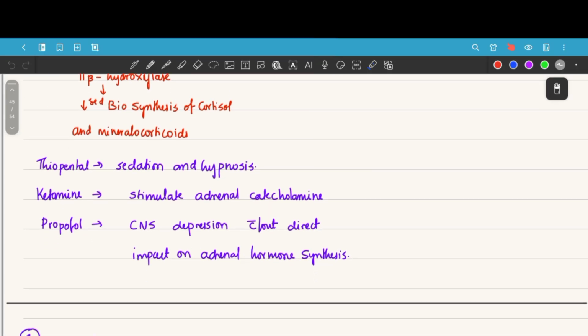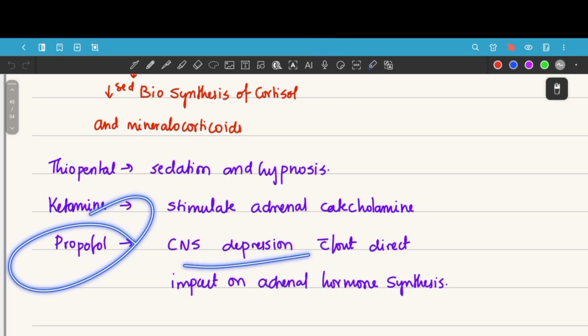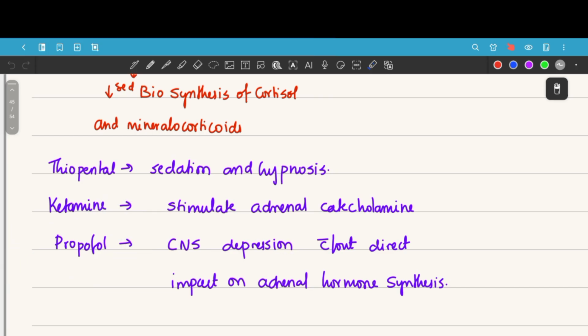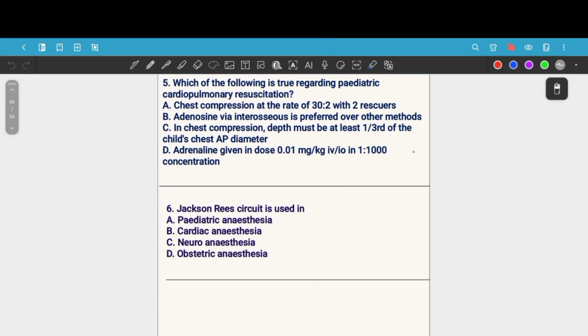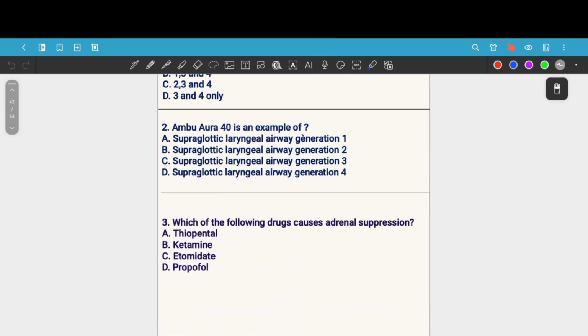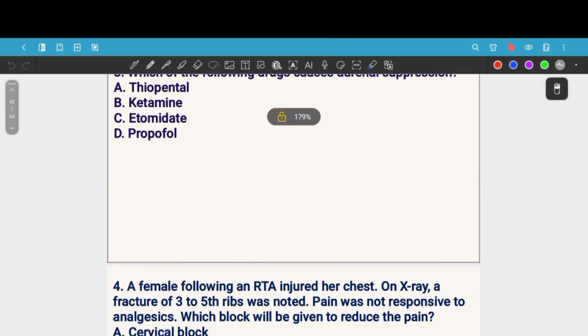Now, the other options they have given: thiopental is for sedation and hypnosis, whereas ketamine stimulates the adrenal catecholamines, it will not depress. Propofol is CNS depression without direct impact on adrenal hormone synthesis. Hence, here the option is etomidate. Etomidate causes adrenal suppression.